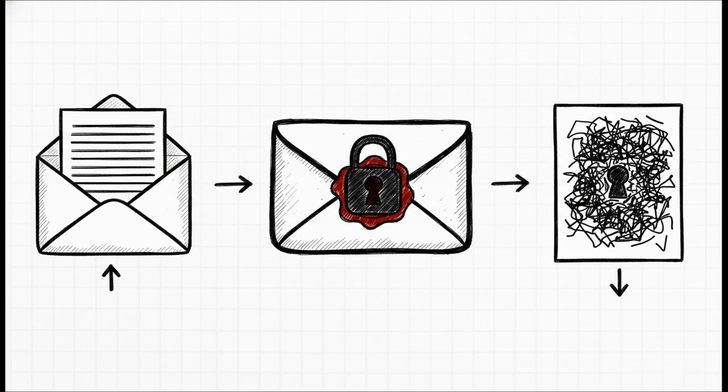But what if the postman opens the envelope anyway? Well, that's where encryption comes in. Encryption writes your letter in a complex secret code. So even if someone intercepts your data, just in case the postman peeks, it just looks like total gibberish.